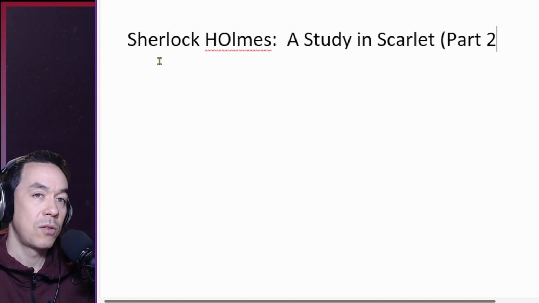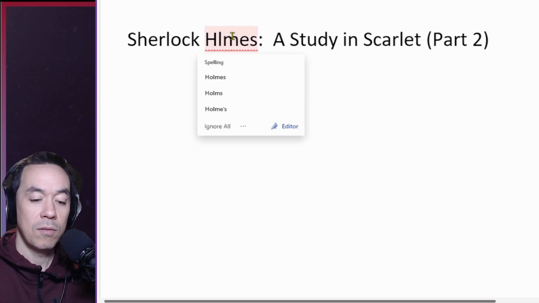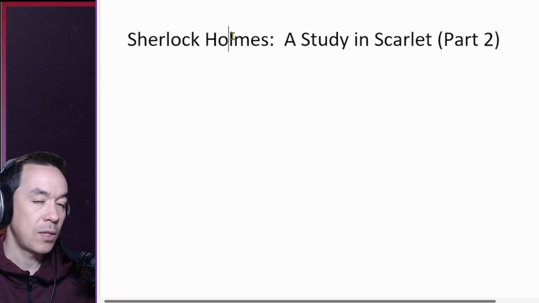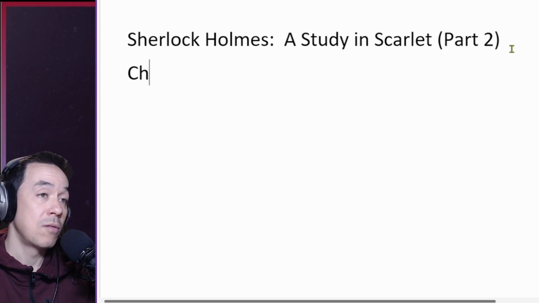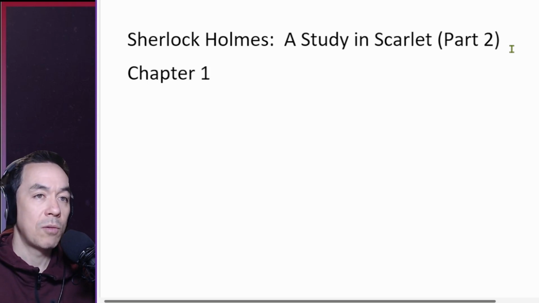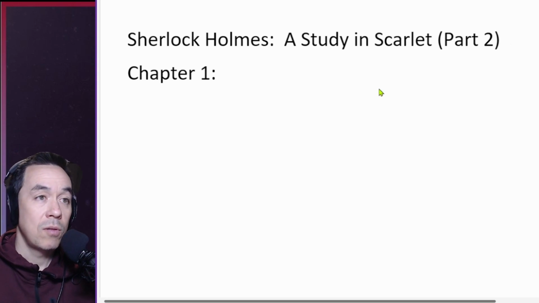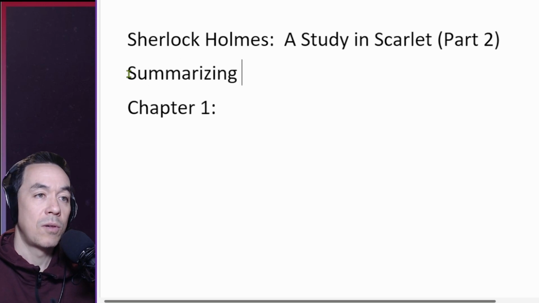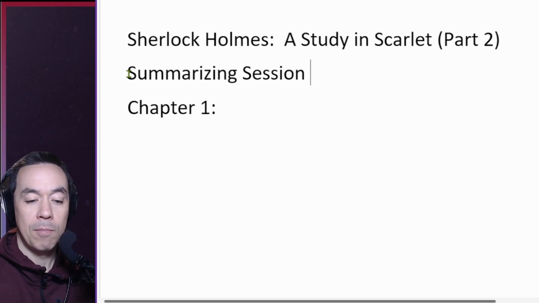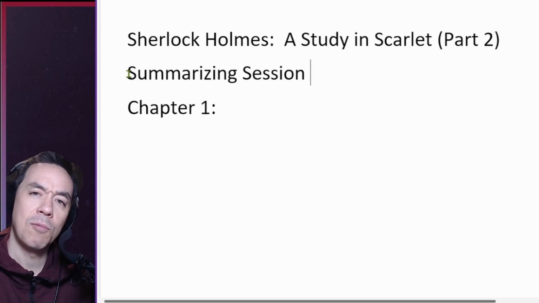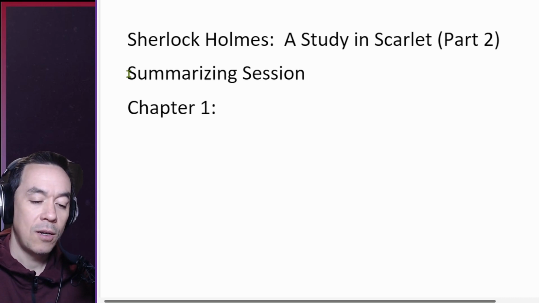Now this is part 2 of the book, which is totally different from the first half. And this starts with its own chapter 1. So let's go ahead and get going with this summarizing session where we just want to say what happened, try to remember what were the most important parts of the story, which is important for reading and English comprehension.